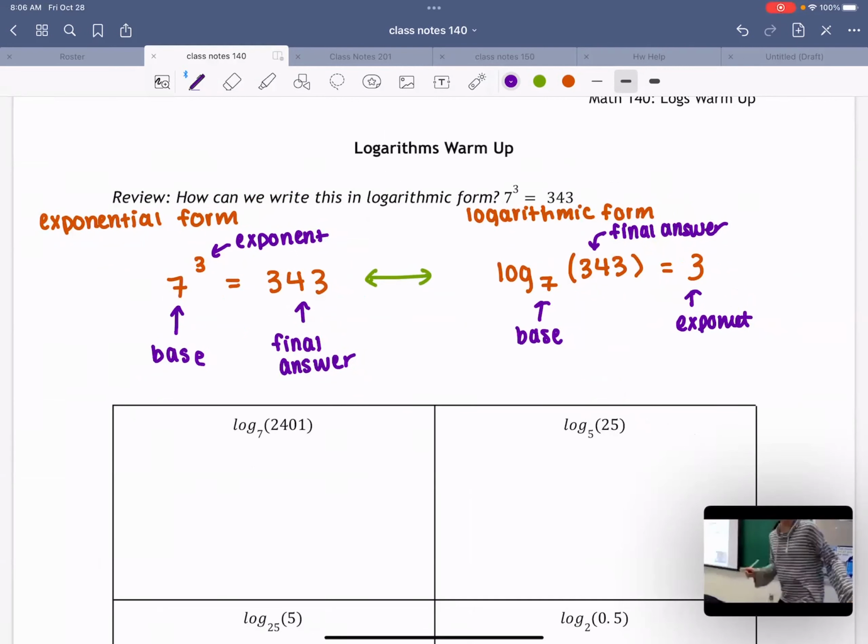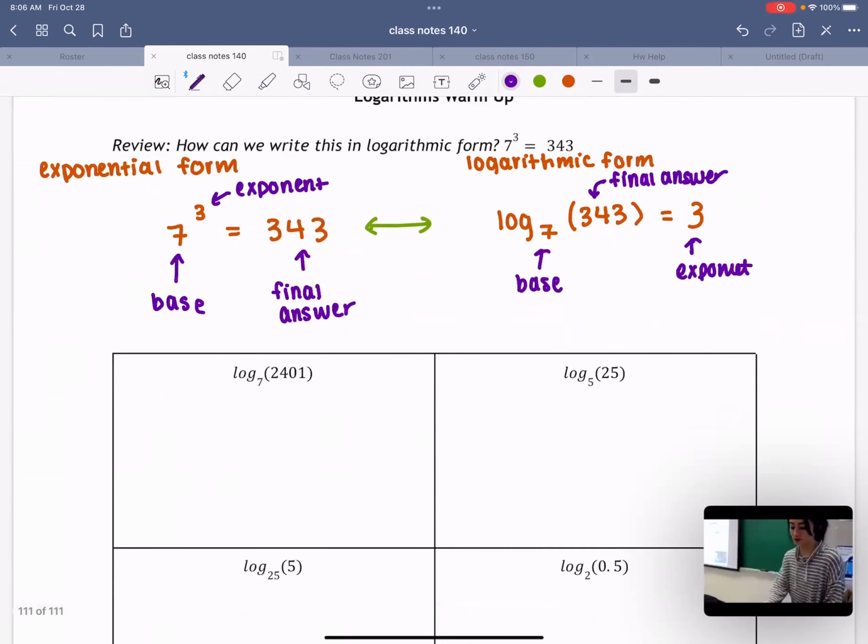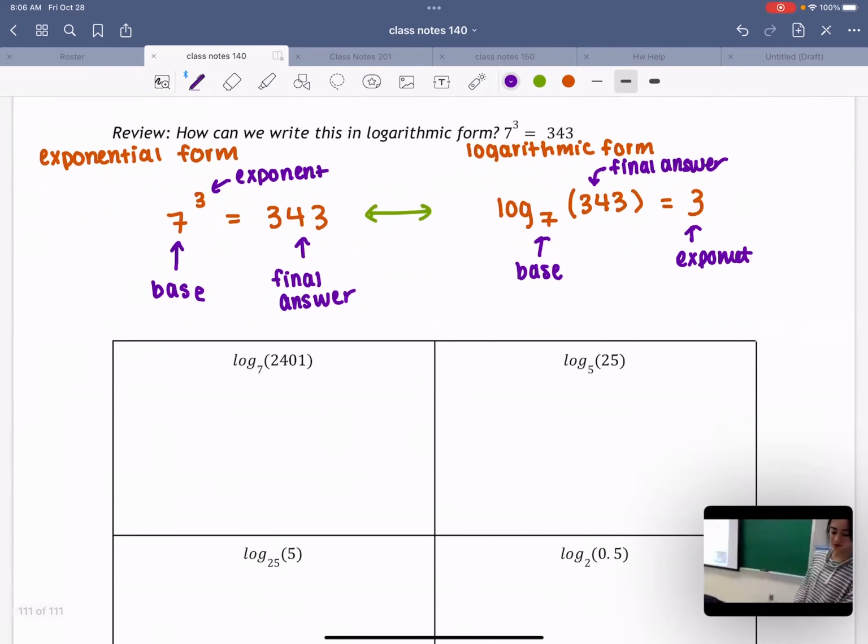Okay, I'll do the first one, and then I'll let you do the other ones. Okay, so our first one says to find log base 7 of 2401. Remember, the way I like to do this was, I was like, okay, I want to know what this logarithm equals. So it's equal to question mark, right? The next thing I did is I rewrote it in exponential form, right? So I'm going to take the base first, which is 7. I know that my exponent is the last one in my log, so the question mark is my exponent now. And I know that this equals 2401.